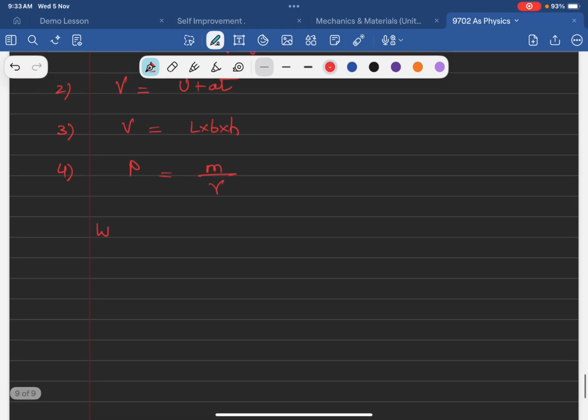When the base unit of both sides of the equation is equal. Remember, we can express any derived unit in the form of base unit.